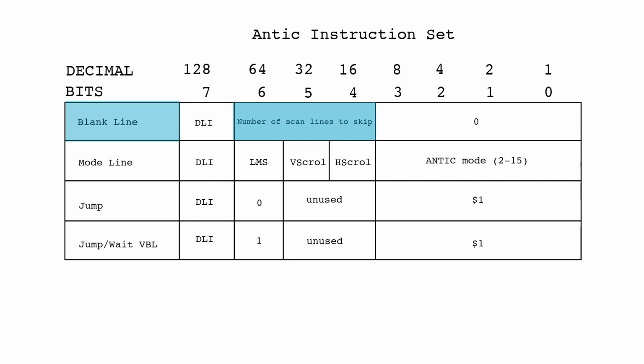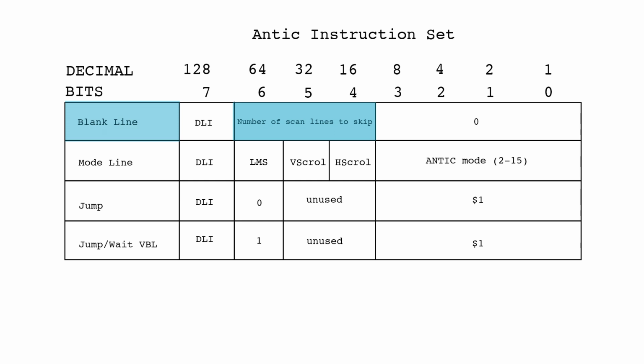So as we can see here, in order to tell the Antic to display blank lines, we need to not only tell it to display blank lines, but the number of blank scan lines we want it to display. So this is where bits 4 through 6 of the Antic instruction come into play. With these 3 bits, we can control up to 8 blank scan lines to be displayed.